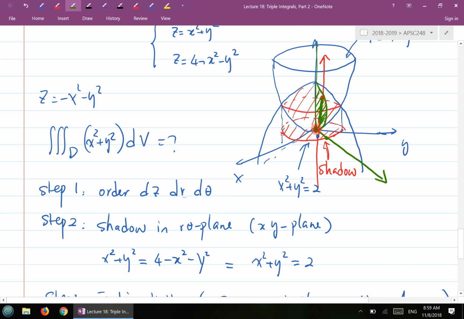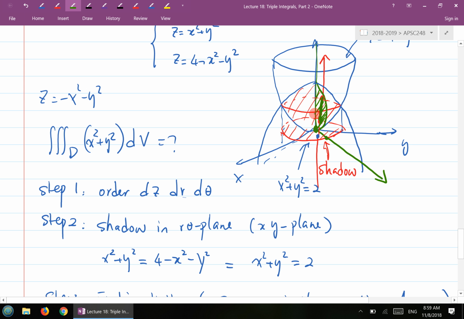And the last step is you go in the theta direction. So that half circle basically rotates 360 degrees. And now you covered every corner and you recreated this region D here. Okay?